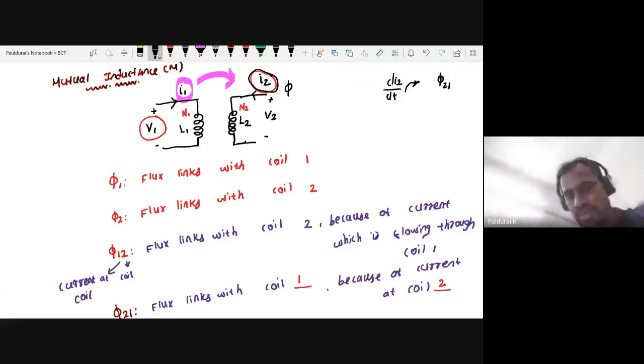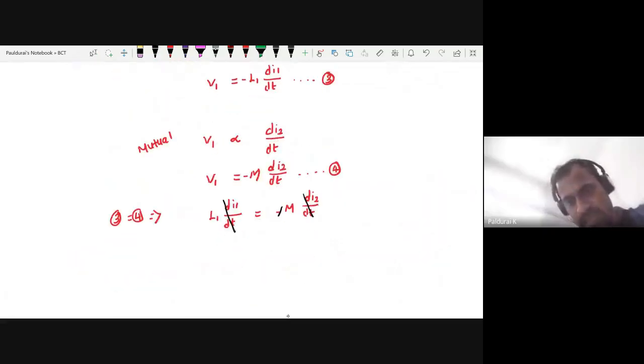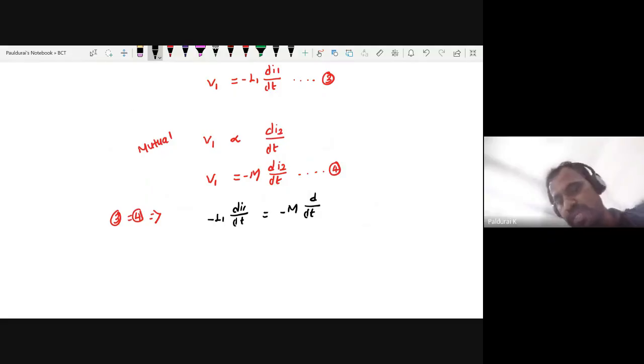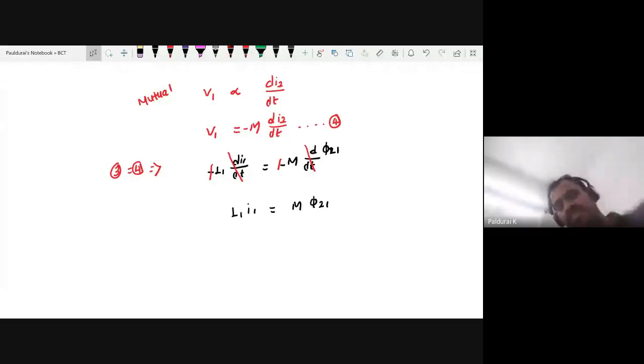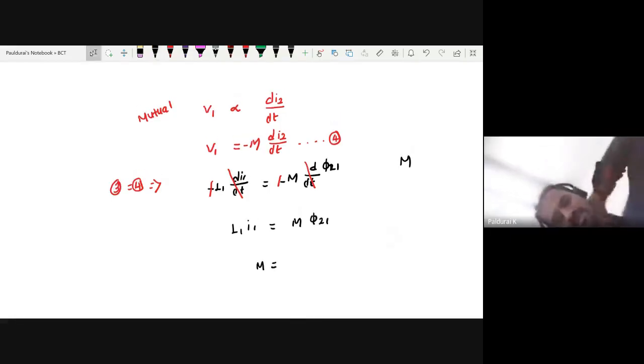Am I right? So actually it can be written, I'm writing with pencil. Equation number 3: minus L1 into dI1 by dt equals minus M into d by dt of phi 21, because of the change of rate of current. Now the minus gets cancelled, d by dt gets cancelled. So here I have L1 times I1 equals M times phi 21. Next I'm looking for M. Any doubt? So this time how will you write M? Are you with me?